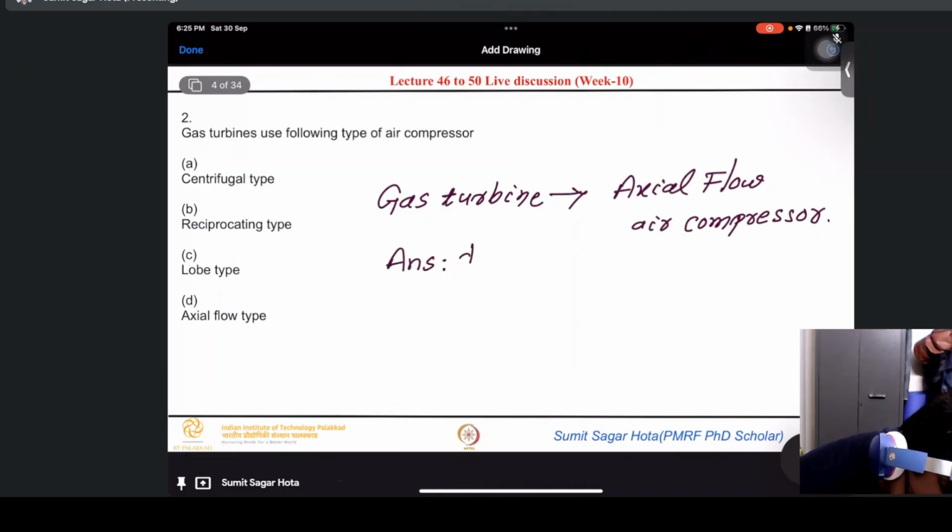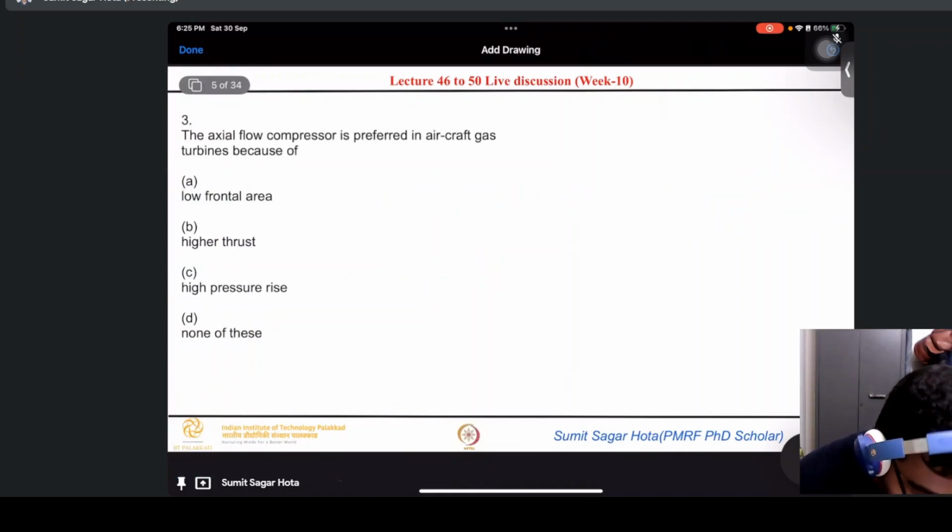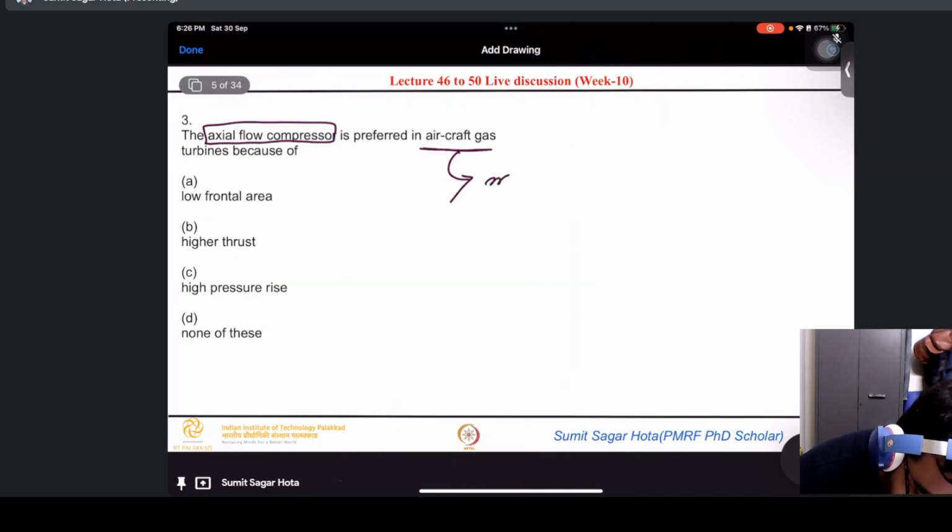So the answer is D. The axial flow compressor is preferred in aircraft gas turbine because what? You see the axial, that means it's one advantage of the axial flow compressor. So we want axial flow compressor in where? Aircrafts. Aircrafts means most probably maybe fighter aircrafts.